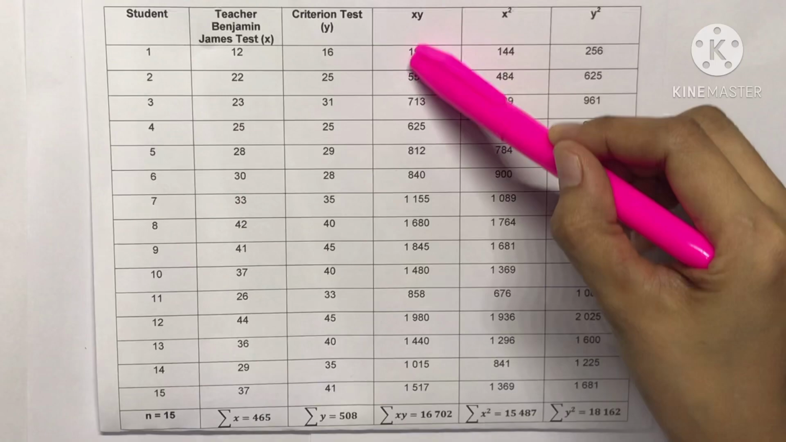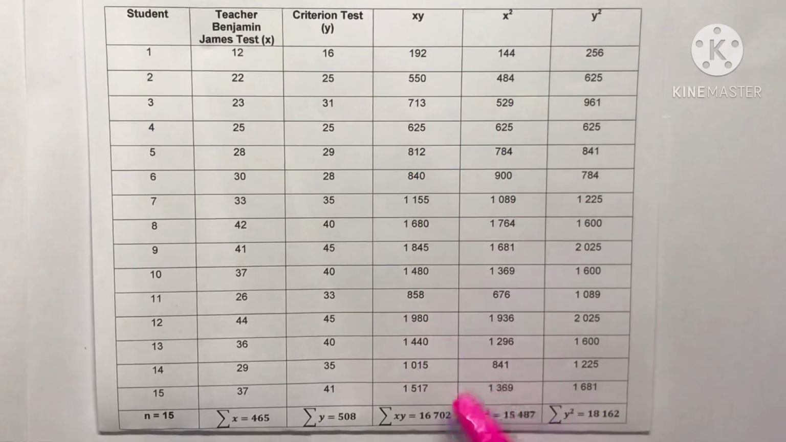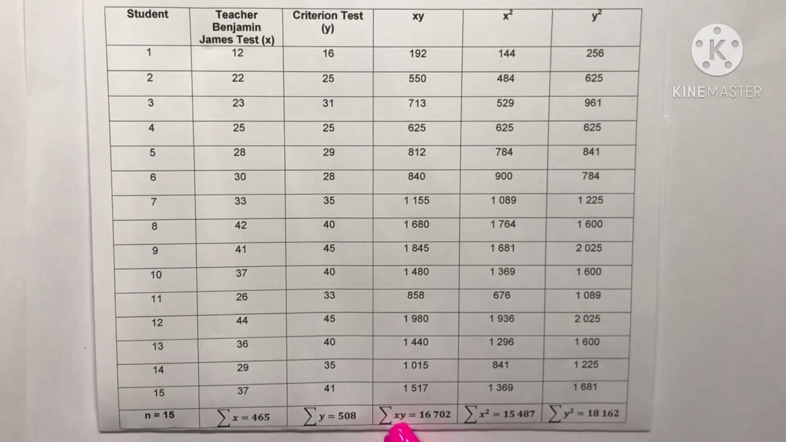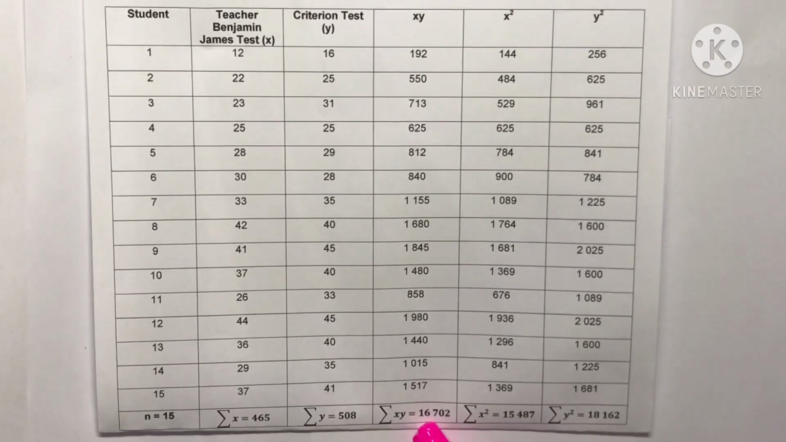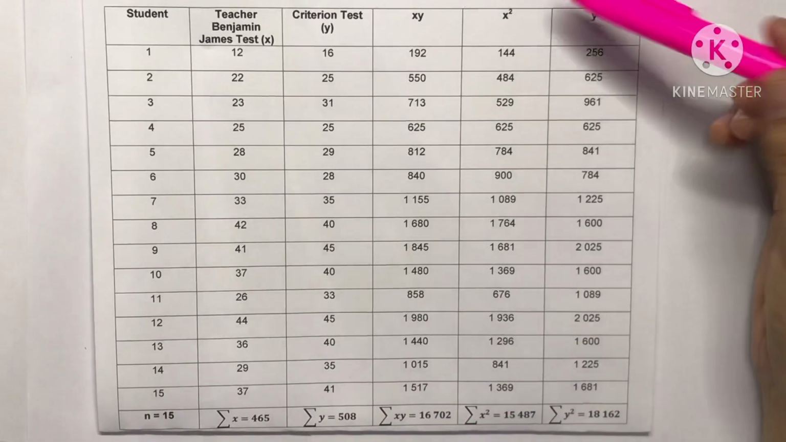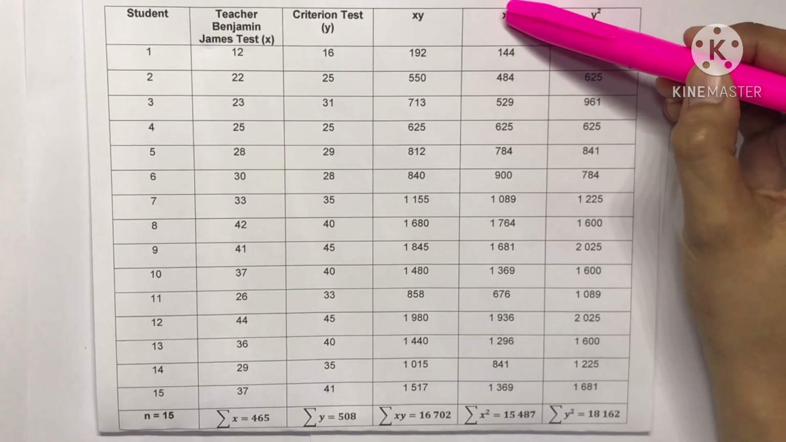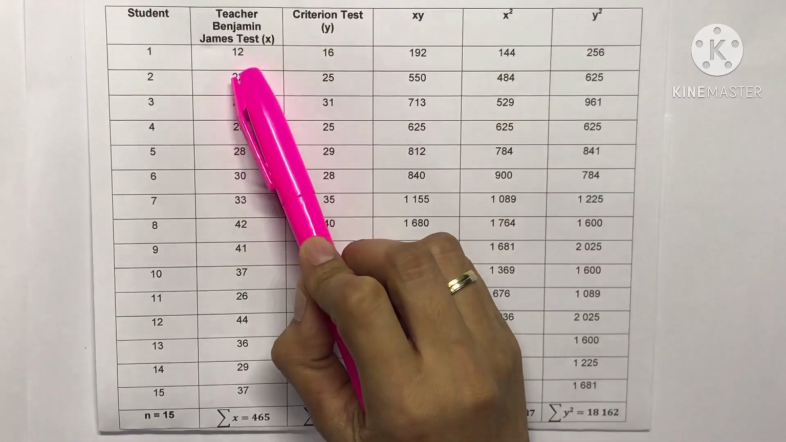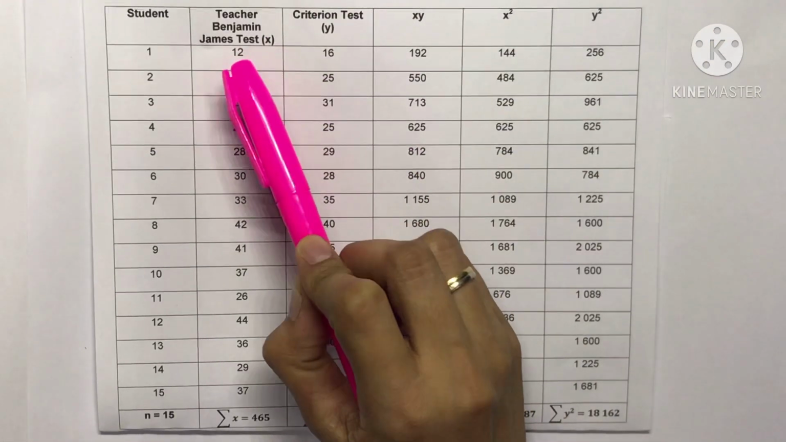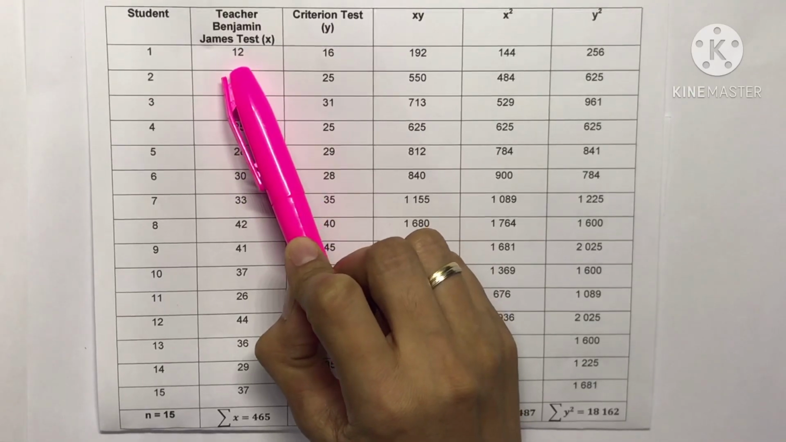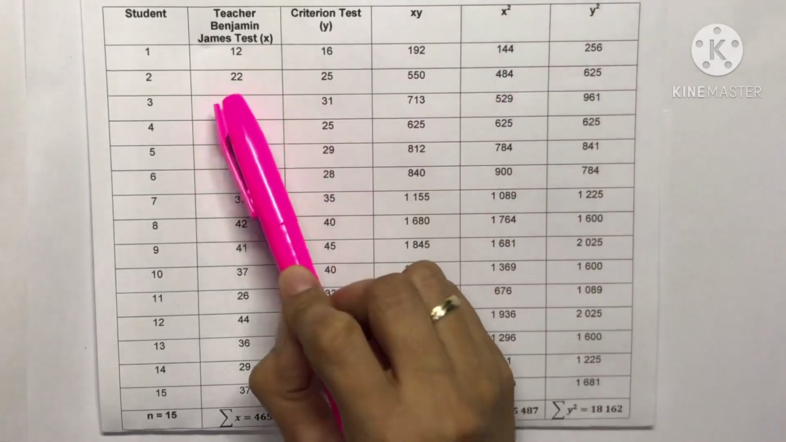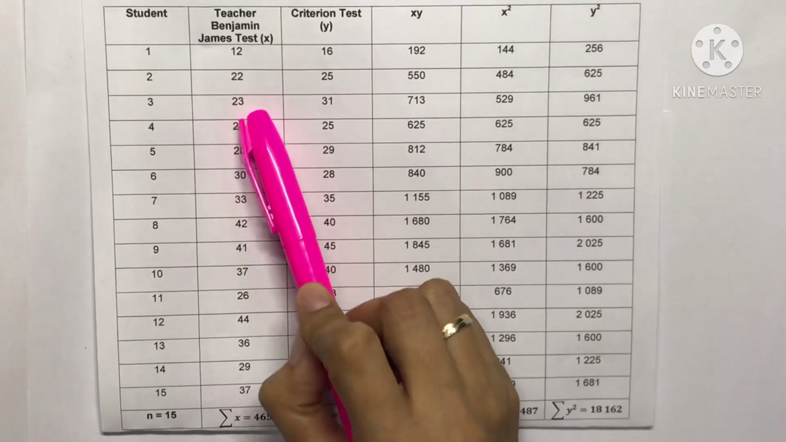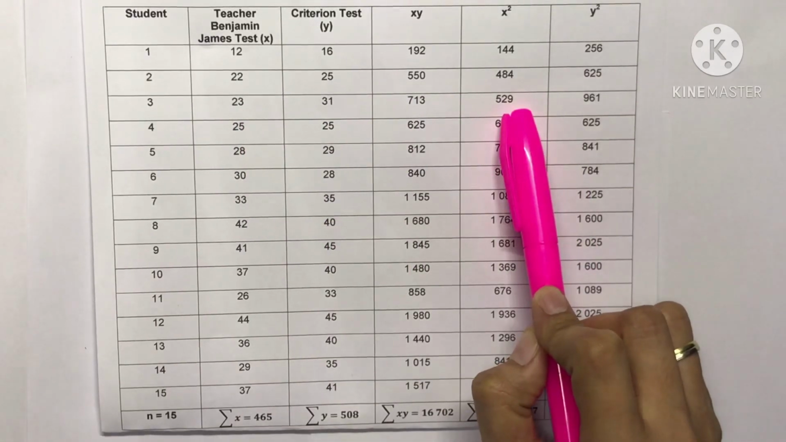If we get the total of this, it will give us 16,702. So the summation of xy is equal to 16,702. So for x squared, how will we get x squared? All we need to do is to multiply x to itself. 12 times 12, so we multiply it 2 times, equals 144. 22 times 22, 484. 23 times 23, 529, and so on.